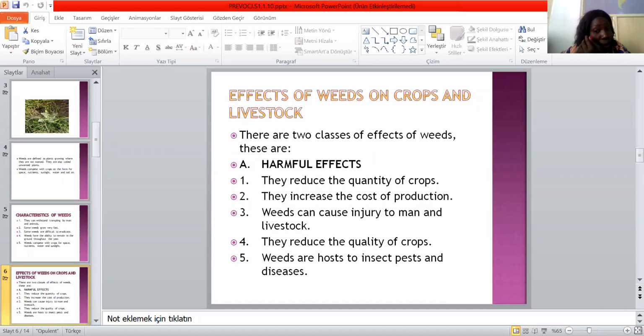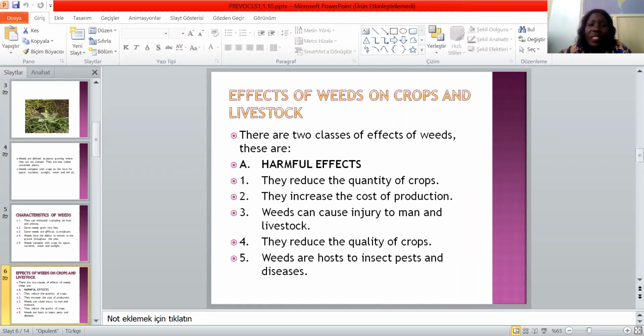Two, they increase the cost of production. No farmer will be happy to see weeds on his or her farm. Once they sight weeds there, they begin to think of measures to take so as to control such weeds. And by so doing, you spend more money. Your cost of producing your crops will increase because you want to eradicate the weeds or you want to reduce the number of weeds. You buy herbicides, which are chemicals that are used to control or reduce weeds on your farm. Therefore, you are increasing your cost of production. You are spending more to produce crops on your farm.